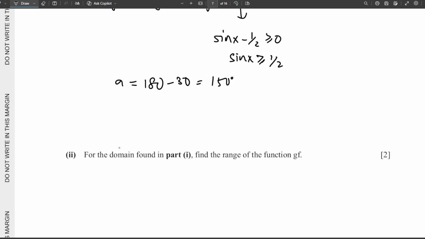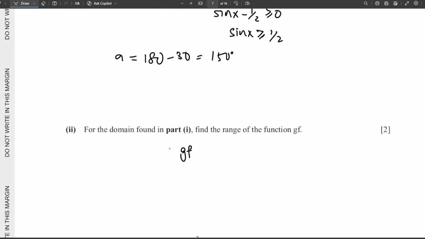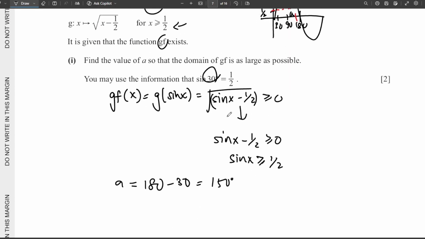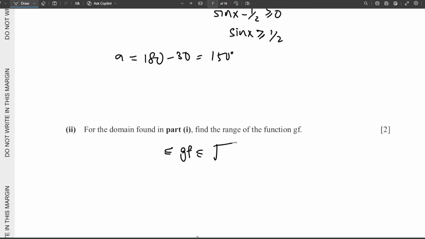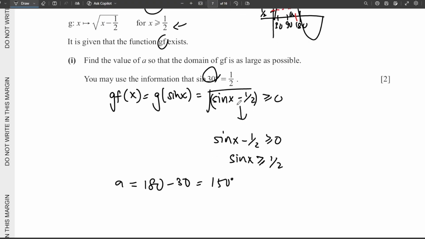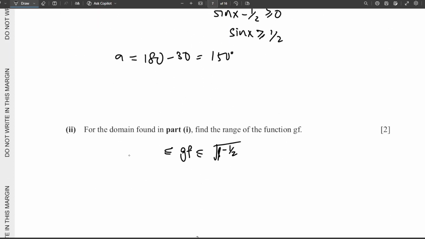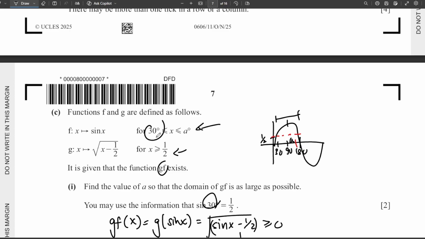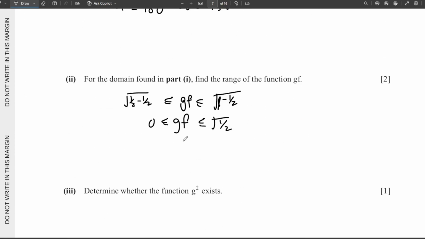So gf will be in between two values. The greatest value will be when sine x is 1, so it will be the square root of 1 minus 1 over 2. The smallest value will be when sine x is 1 over 2, so 1 over 2 minus 1 over 2. So on the left-hand side it will be 0, and on the right-hand side it will be the square root of 1 over 2. The range is inclusive of both these values, because it's given that the signs are inclusive, so we just take it as inclusive.